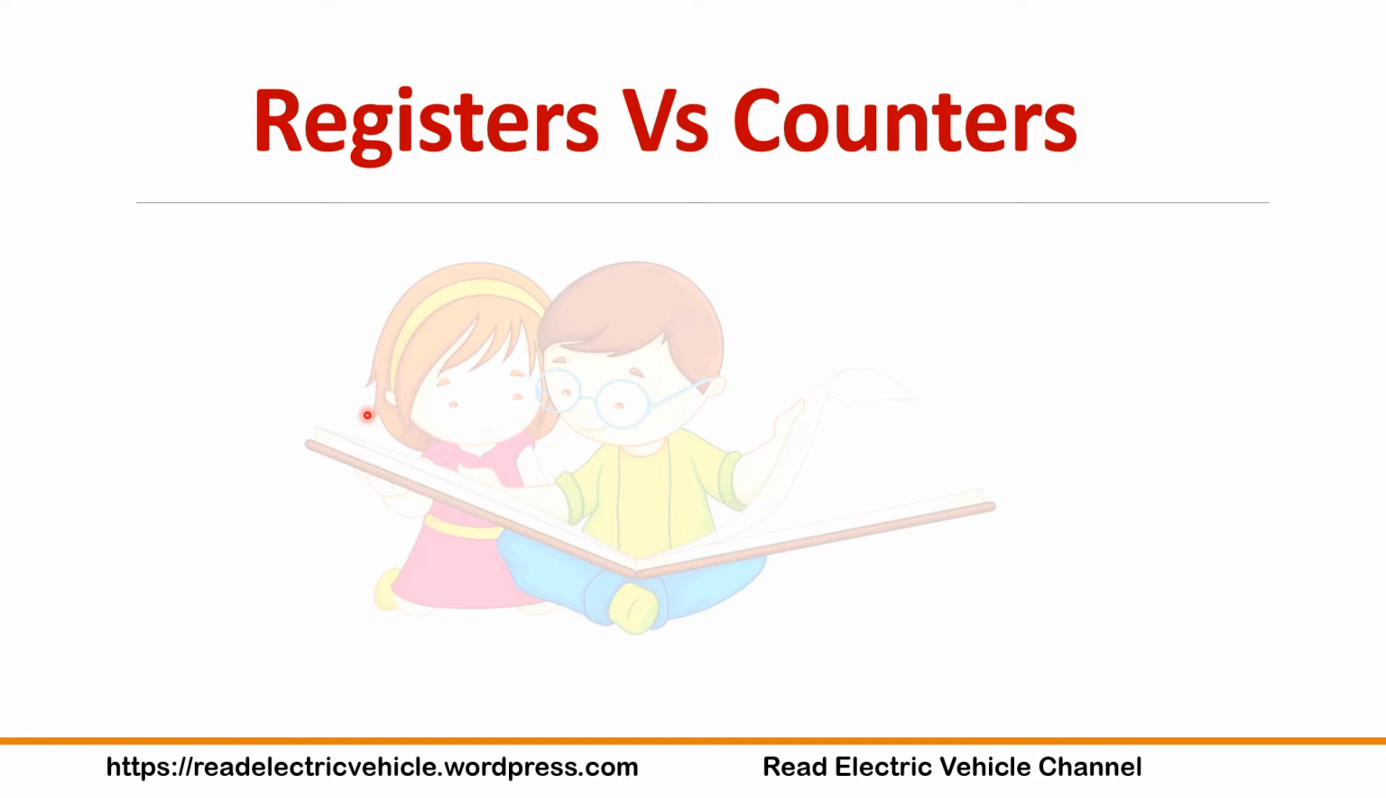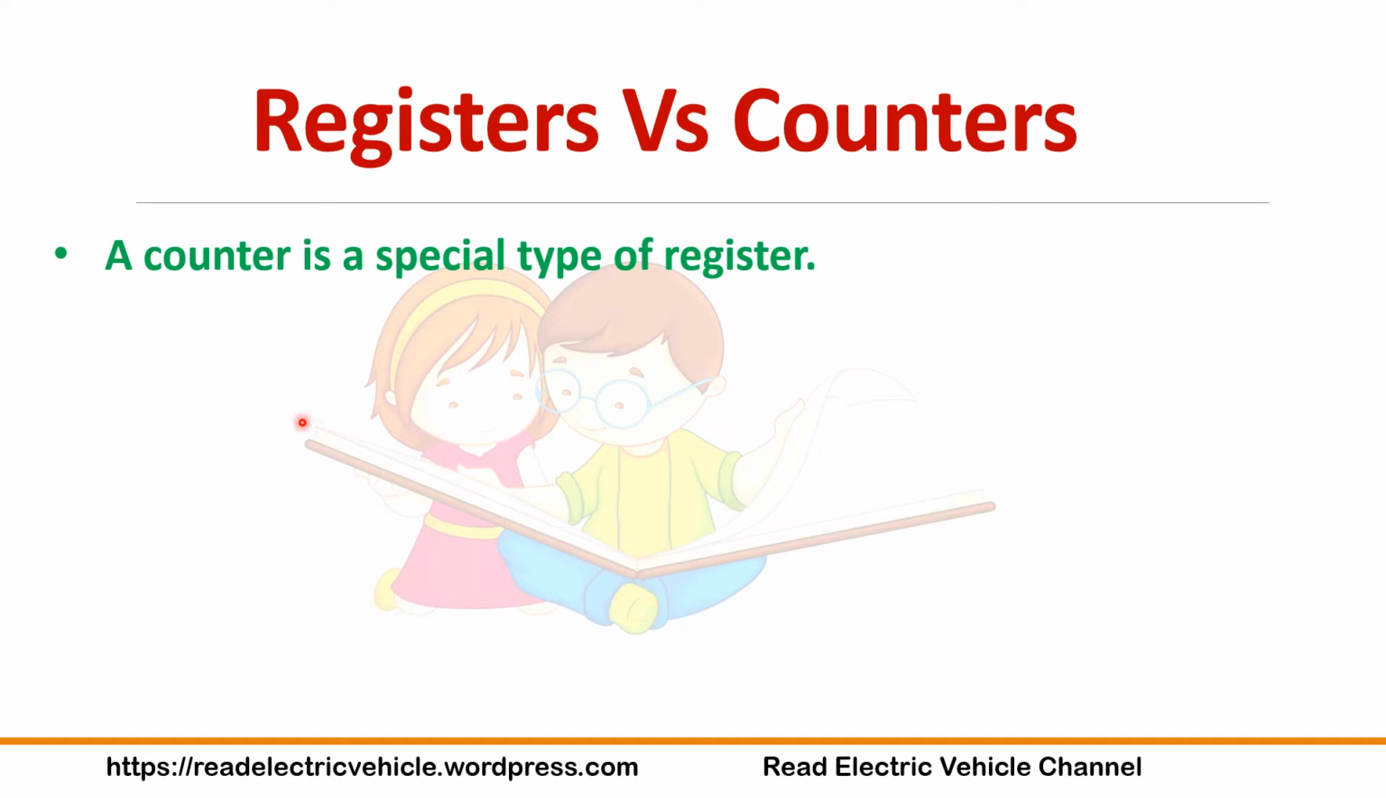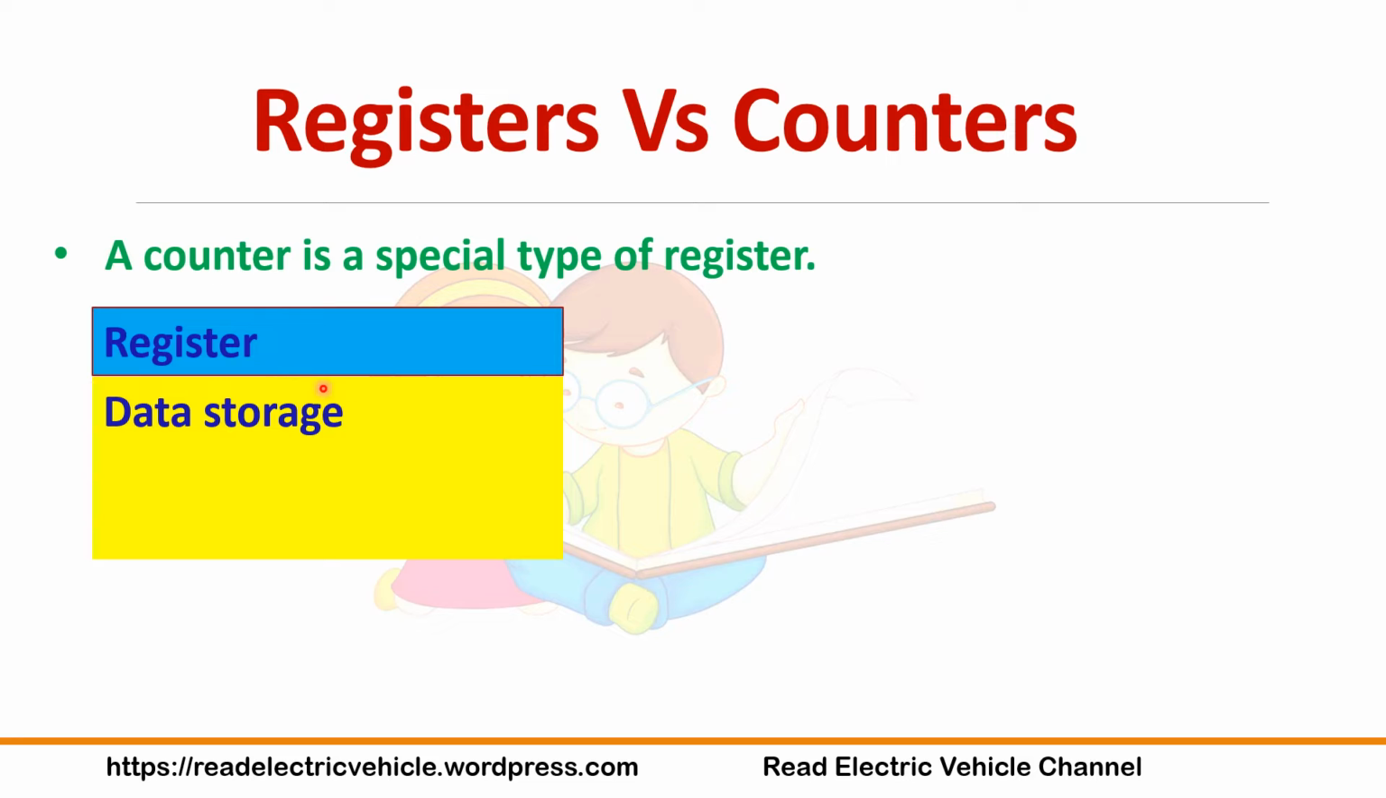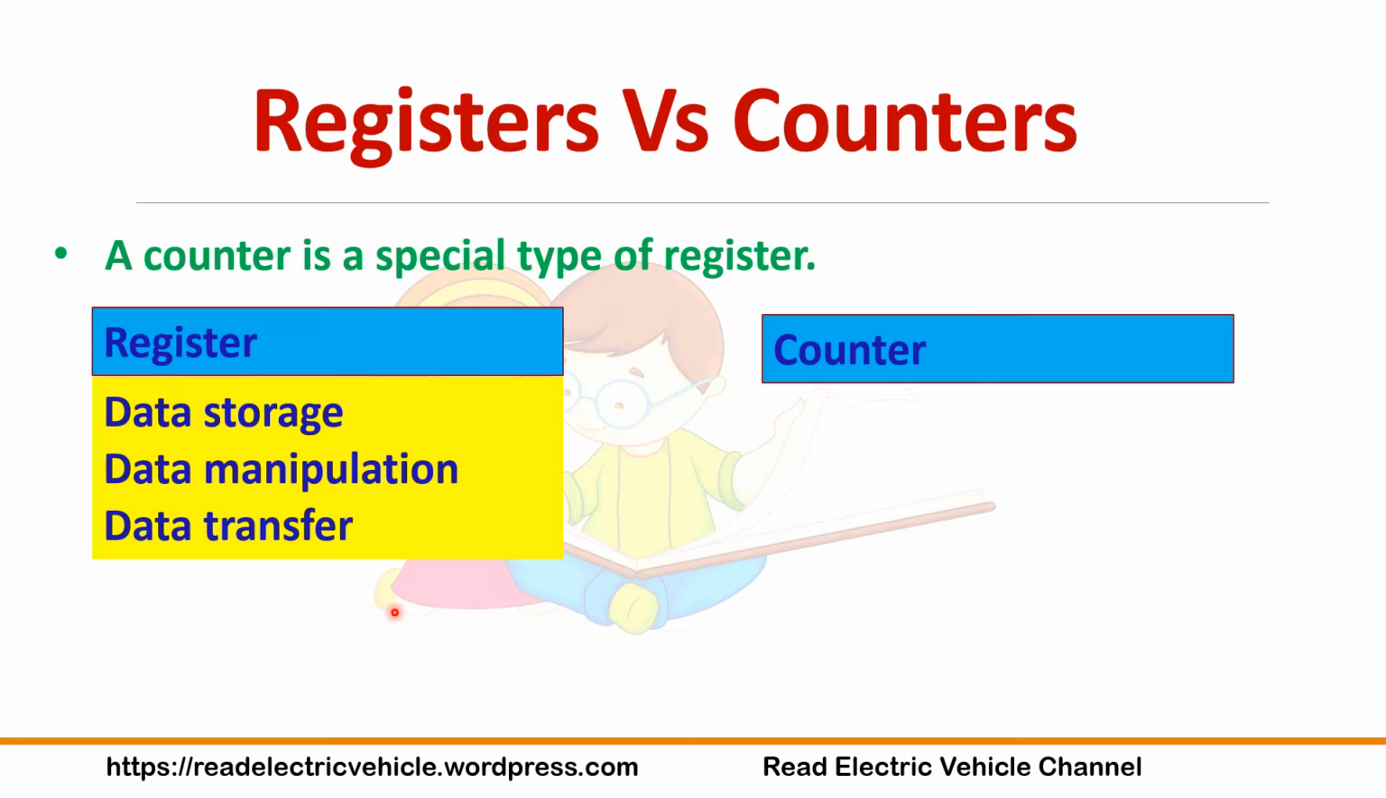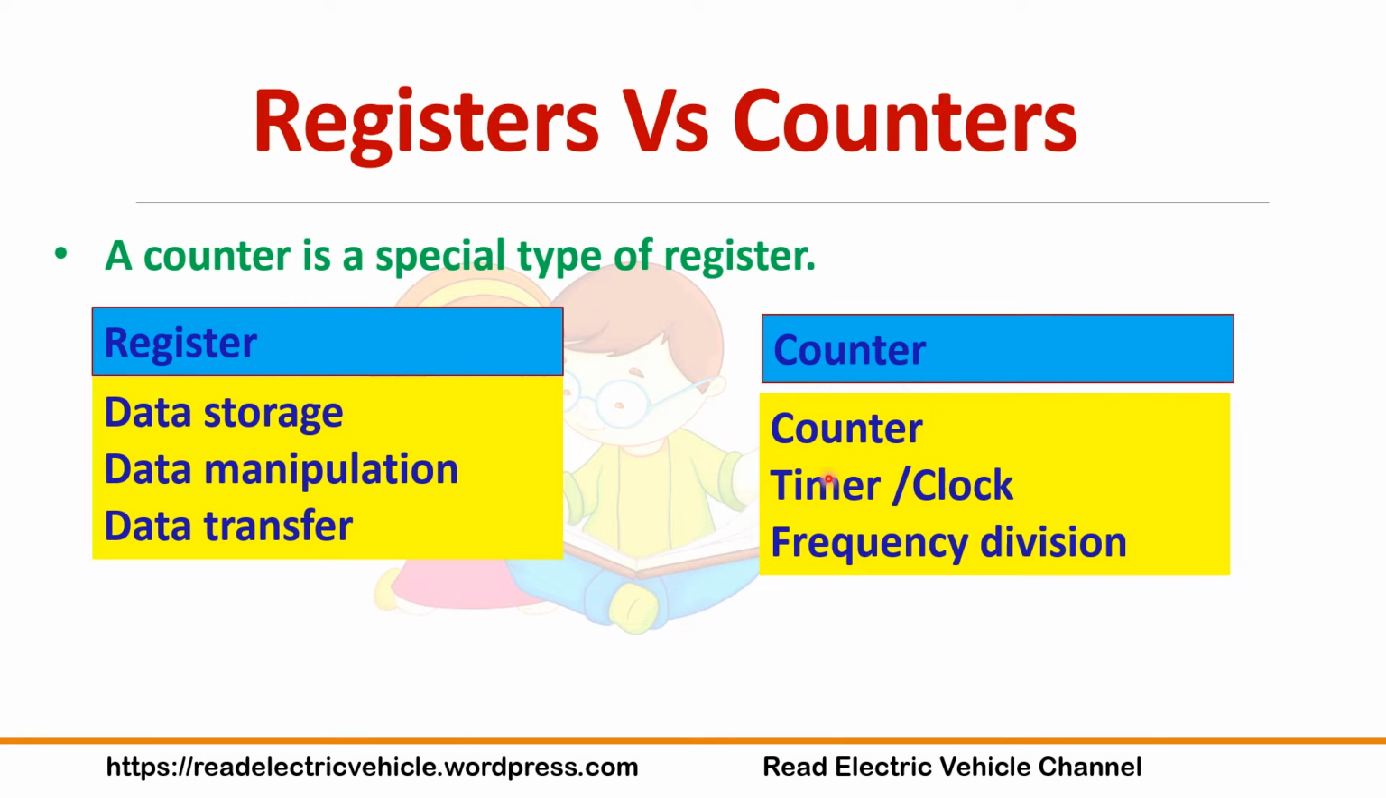Now we have seen that registers are groups of flip-flops. Counters are also groups of flip-flops. Then what is the difference between registers and counters? A counter comes under a special type of register. A register is mainly used for data storage, manipulation or data transfer. Counters are normally preferred for counting applications.